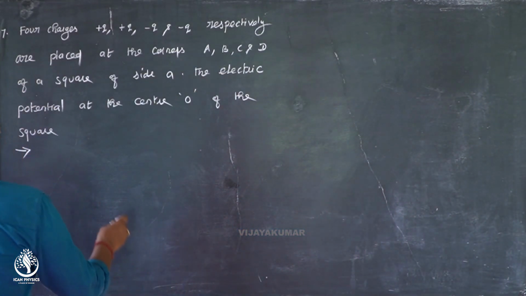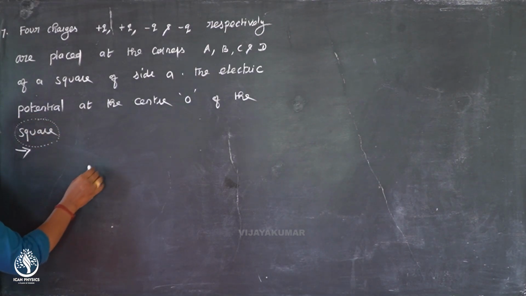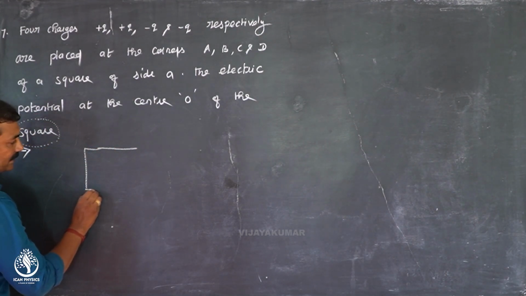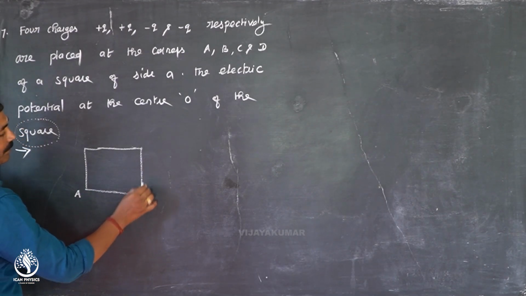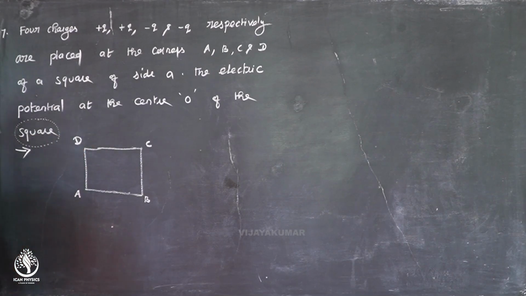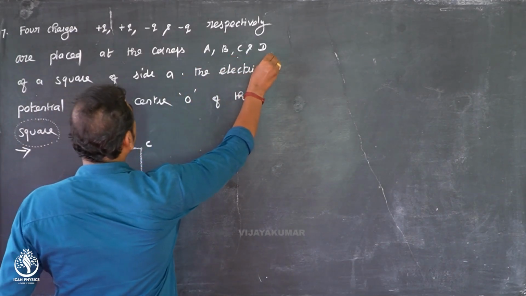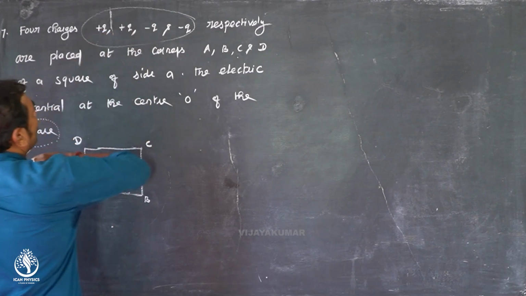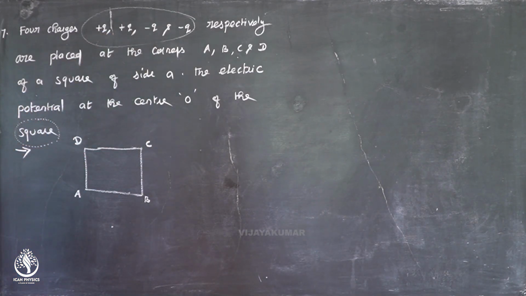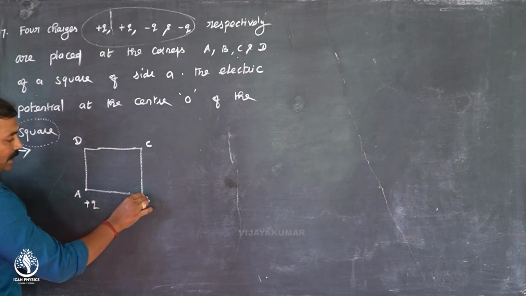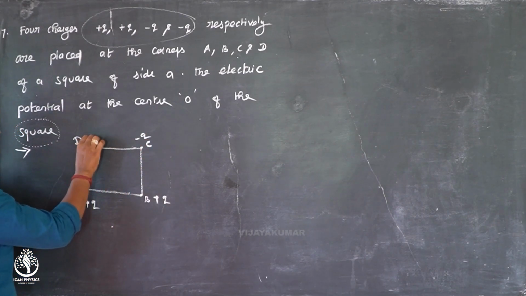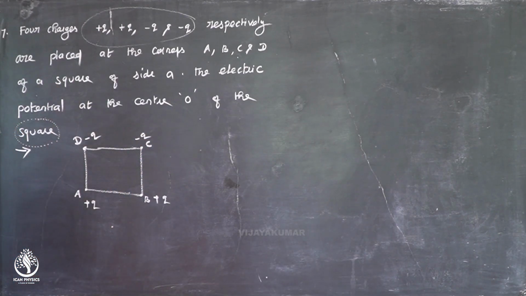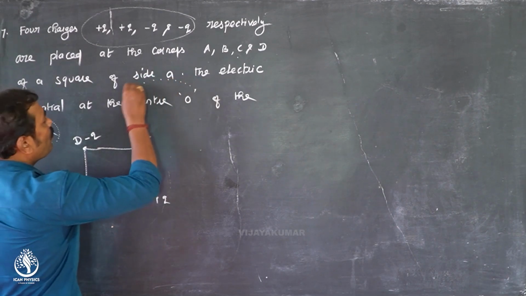Okay, so now we can go for a square. Let us consider this may be the square, and the corners of the square may be A, B, C and D. So the charges are placed as follows: at A, +Q; at B, +Q; at C, -Q; at D, -Q.